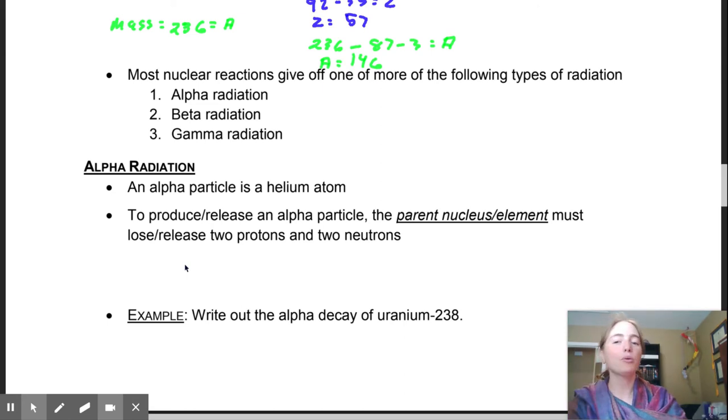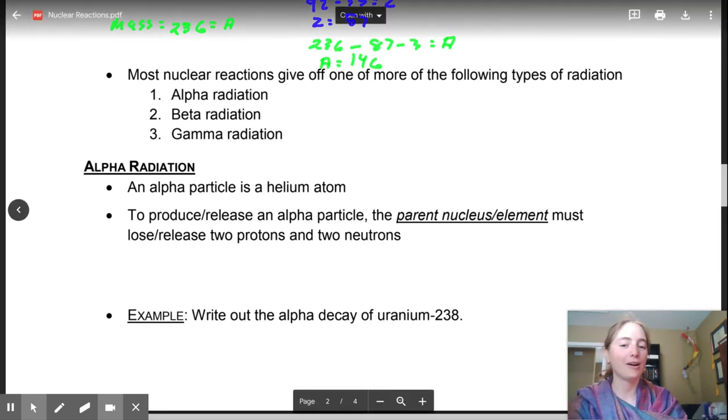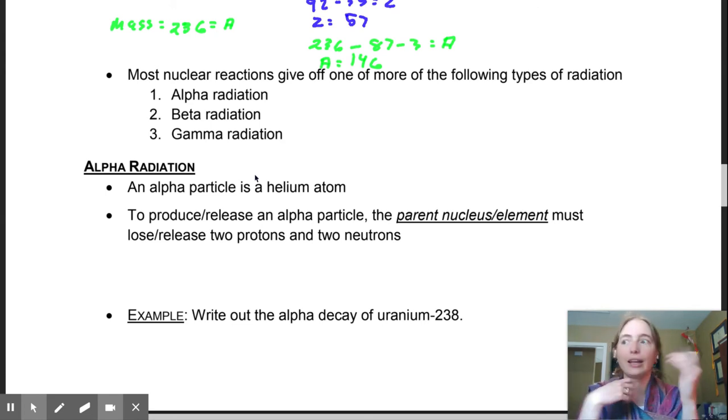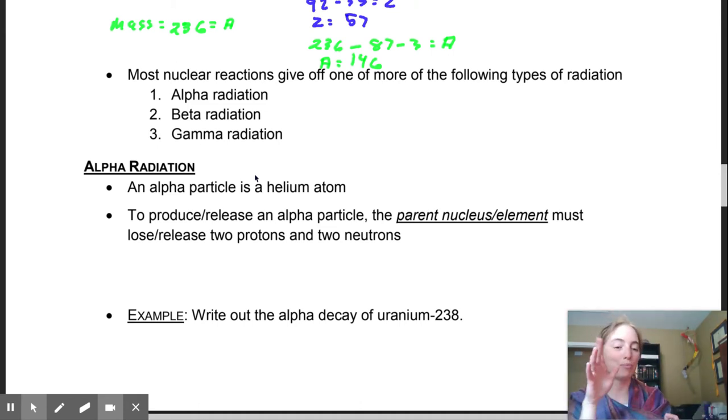Most of the ones we're going to be looking at are going to be from decay. When we're talking about radioactive decay, that's when a radioactive element is going to break down. It happens naturally. These nuclei are unstable, and then they will start flinging off radiation to attempt to become stable. We'll talk a bit more about that when we talk about half-life.